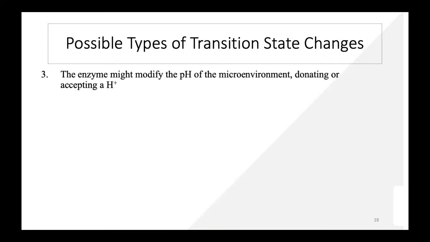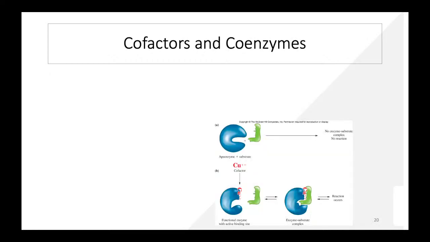So what are the possible ways that we can change these transition states? The enzyme might modify the pH of the microenvironment, donating or accepting H plus. Here we have cofactors and coenzymes. Here we can see an apoenzyme plus substrate, but as we don't have any cofactor, it will not do any reaction. No enzyme-substrate complex is formed. But once we have copper as a cofactor attached to the functional enzyme with an active binding site, the reaction will occur and the enzyme-substrate complex is formed.